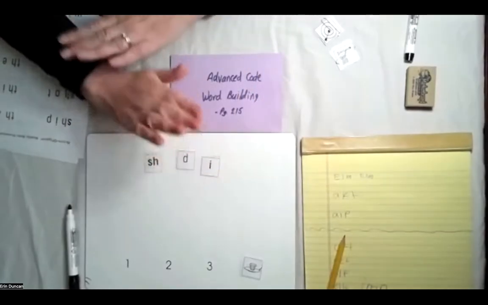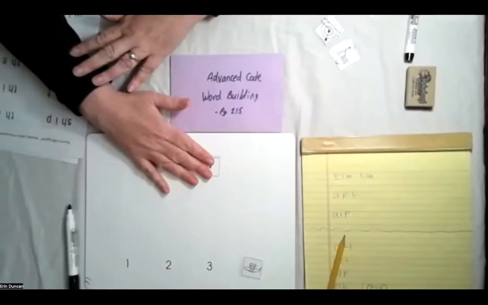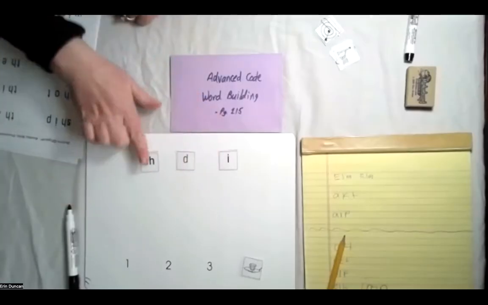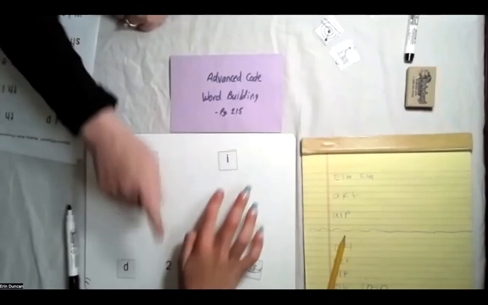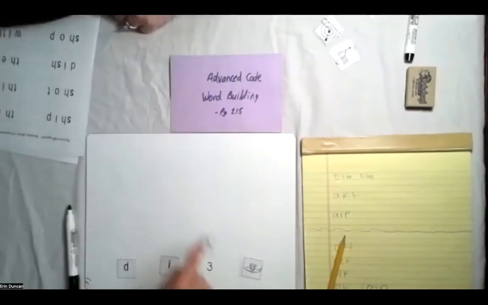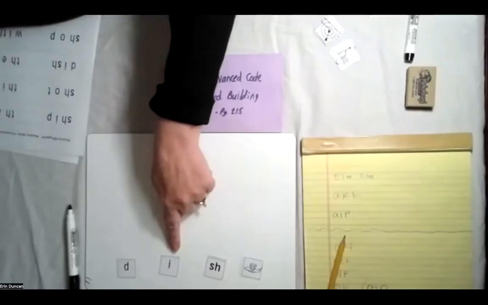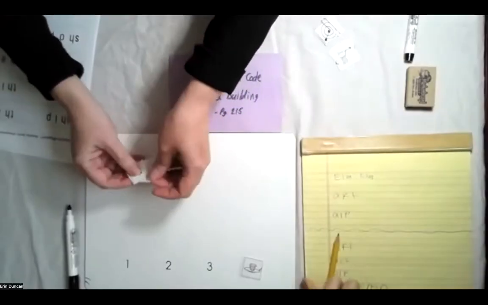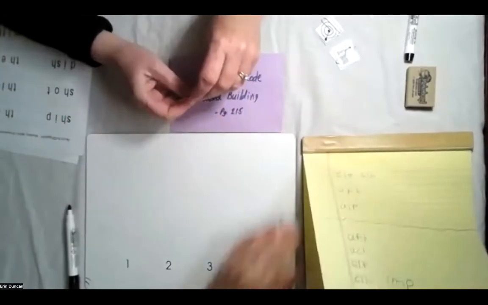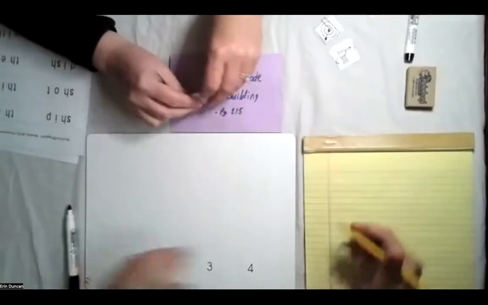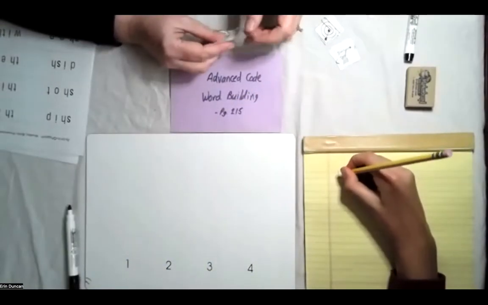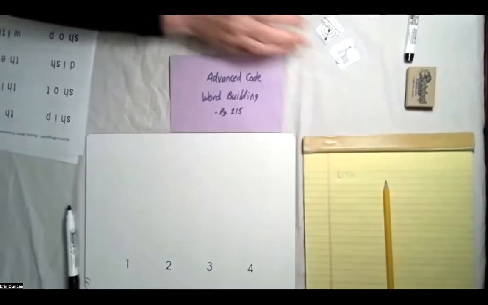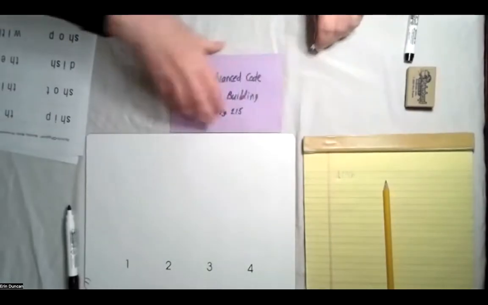Sam's shutting the door. All right, we're going to build the word dish. What's the first sound you hear in dish? D. Okay, bring in your d. Dish. Let's read it. Dish. All right, map it out. Let's hear those sounds the whole time you're writing them. And that is how we would do the word building.